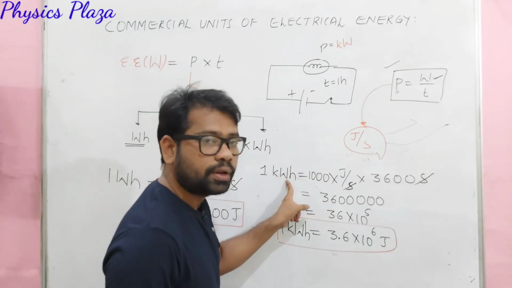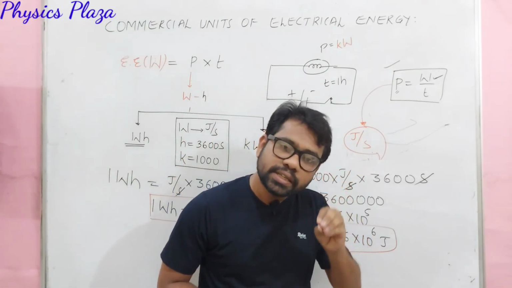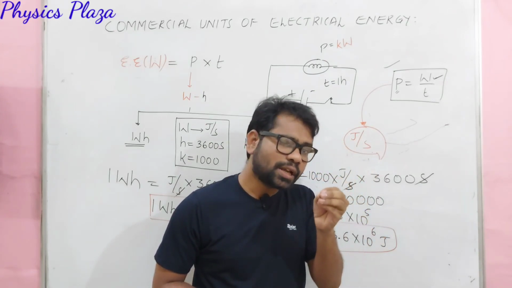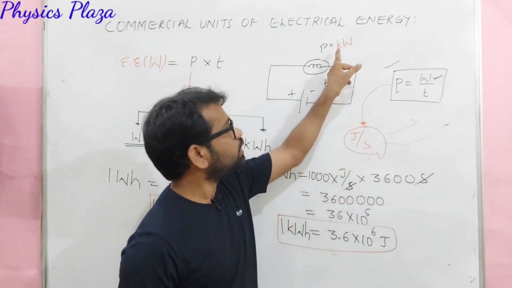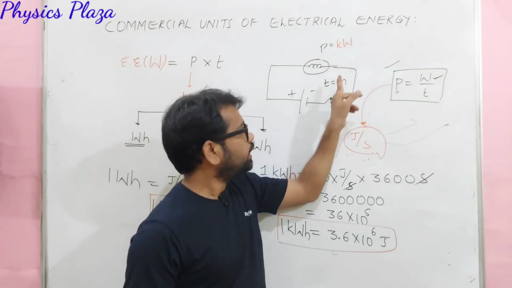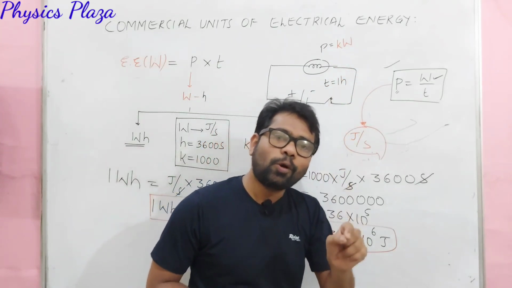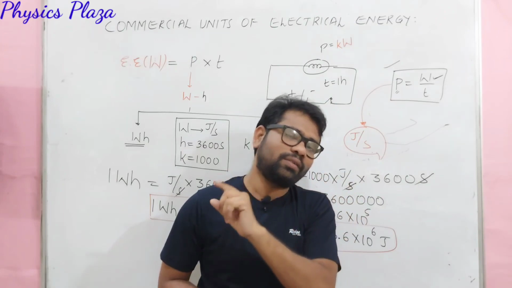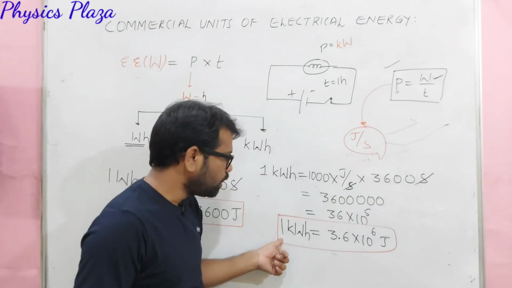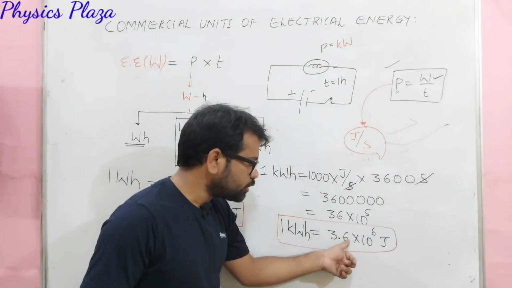What is kilowatt hour? The electrical energy consumed by an appliance of power 1 kilowatt in 1 hour is called 1 kilowatt hour. 1 kilowatt hour is equal to 3.6 into 10 power 6 joules.